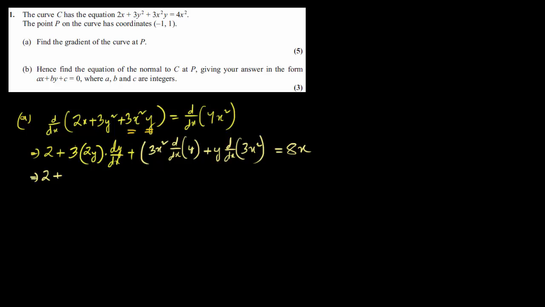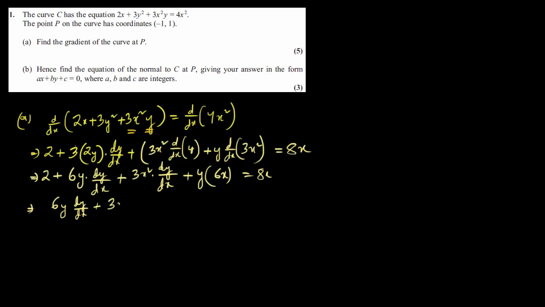So 2 plus 3 times 2, that is 6y, and we have dy by dx, plus this would be 3x squared into d by dx of y, which is dy by dx, plus y d by dx of 3x squared, which is 6x, and equals 8x. Let's keep all the dy by dx on one side and send everything to the other side. So this would be 6y dy by dx plus 3x squared dy by dx equals 8x minus 6xy minus 2.